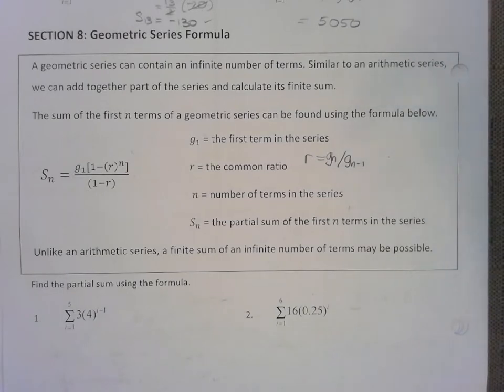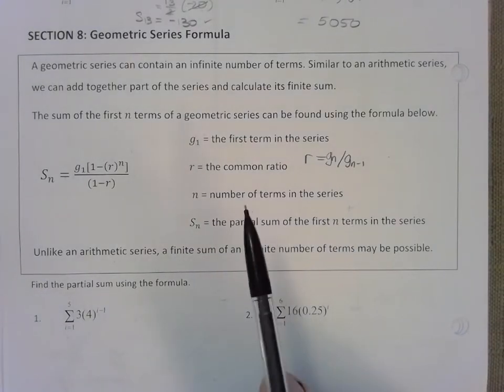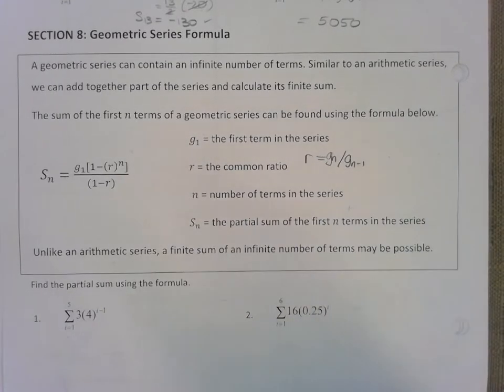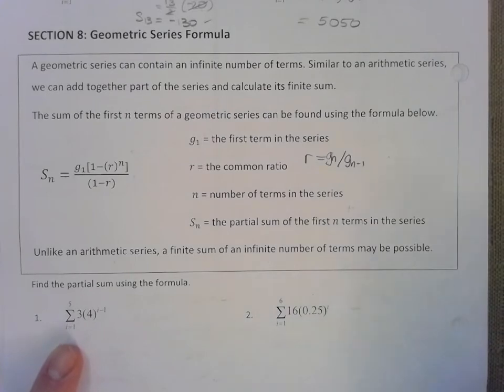The n represents how many terms you're adding together in your series. So if you're adding the terms together from 1 to 5, that would be 5 terms. But there's another thing I want to tell you. If you're trying to find the number of terms in your series and there's not a 1 down at the bottom of your sigma, this is what you do.